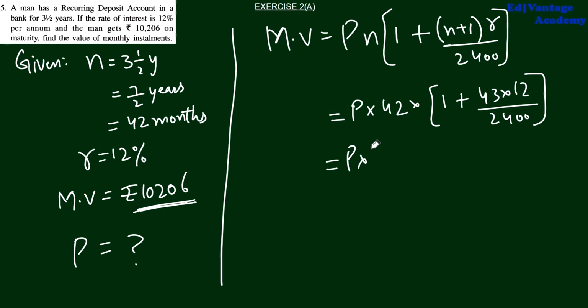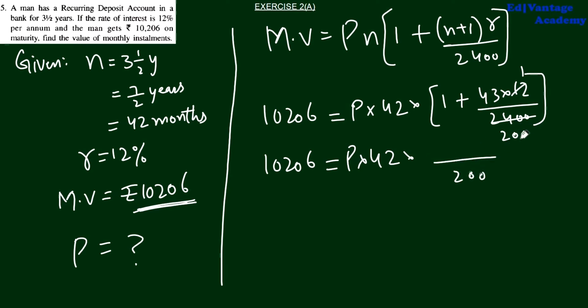So P into 42, we didn't write here the value of MV. After taking 43 here, 12 and 24 are getting cancelled. 12 2s are 24. So after taking LCM, it's coming 200. This will be 200 into 1. 200 plus 43 is 243. I did not take this 42. I could have taken it in the beginning only down and cancelled with 10206. But I waited to cancel it with 200. You can do anyways, whatever method you like.